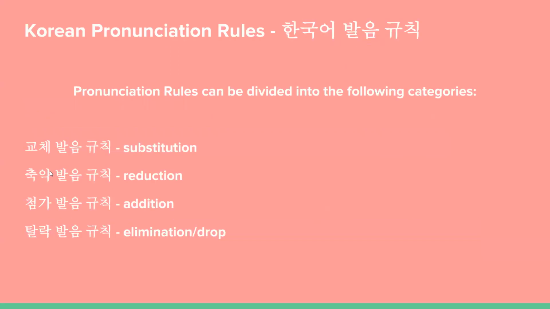And Korean pronunciation rules are also called 한국어 발음 규칙. They can be divided into four broad categories. So the first one is 교체 발음 규칙. It's translated into English as substitutions.